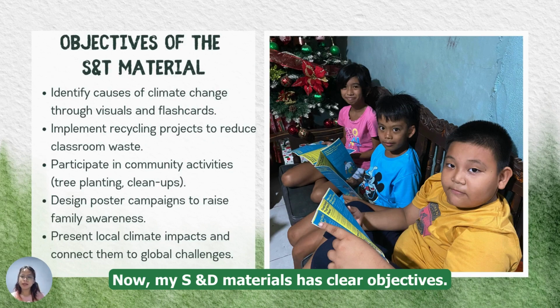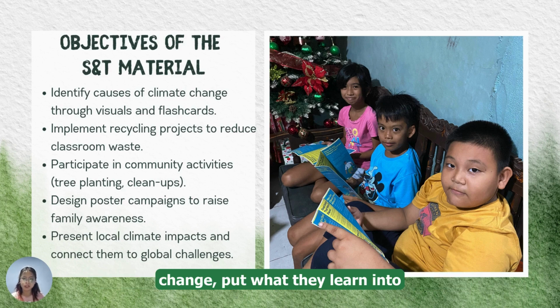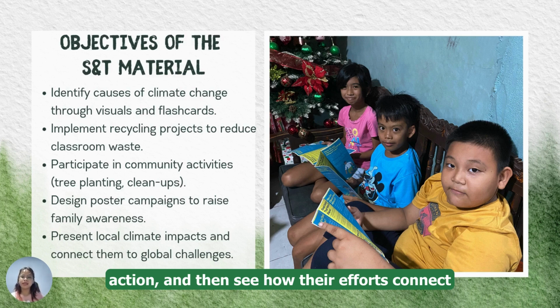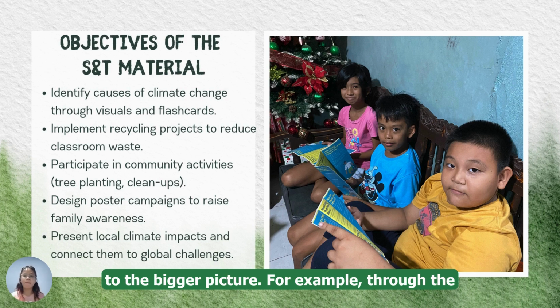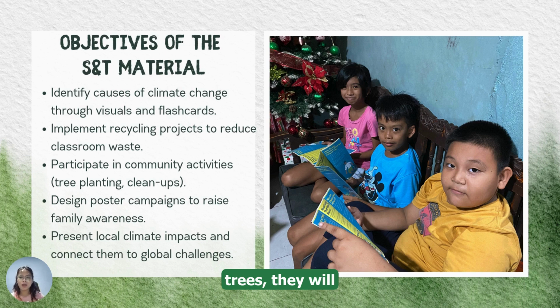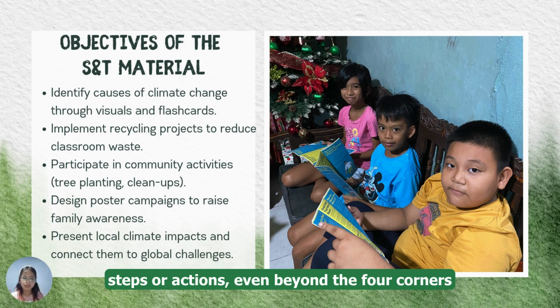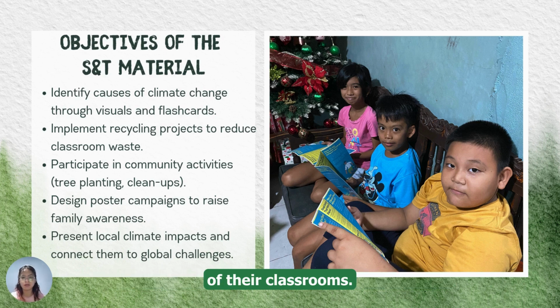Now, my S&T materials have clear objectives. I want kids to understand the causes of climate change, put what they learn into action, and then see how their efforts connect to the bigger picture. For example, through the flashcards, they will learn key concepts, and with hands-on projects like recycling and planting trees, they will directly apply these lessons in real life. The goal is to inspire them to take meaningful steps or actions, even beyond the four corners of their classrooms.